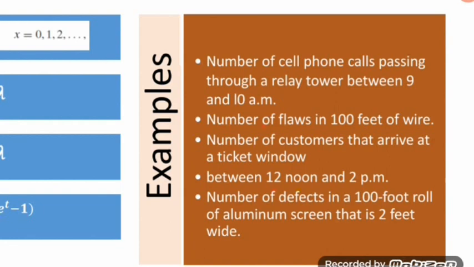The number of flaws in 100 feet of wire is considered a Poisson distribution, and the number of customers that arrive at a ticket window between 12 noon and 2 p.m. The number of defects in a 100 foot roll of aluminium screen that is 2 feet wide. All these examples belong to the experiment of the Poisson random distribution.